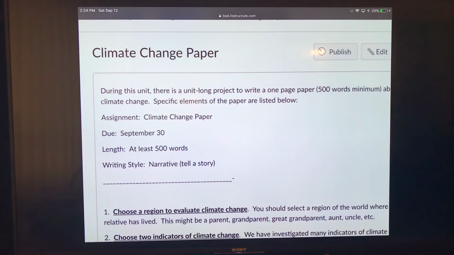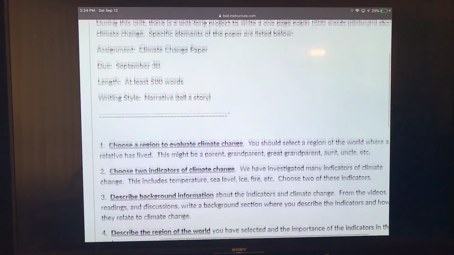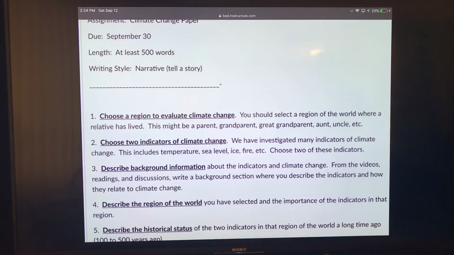The way that I want you to do this is you should have already chosen a region to evaluate for climate change. So if it was me, my great-grandparents came from Germany. One set of them did anyway. So I might pick Germany.